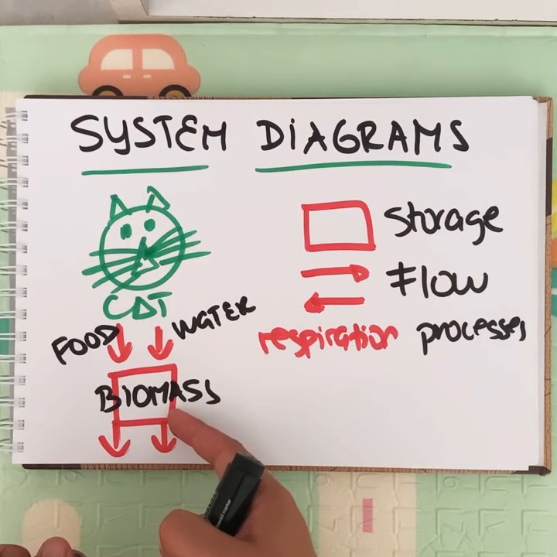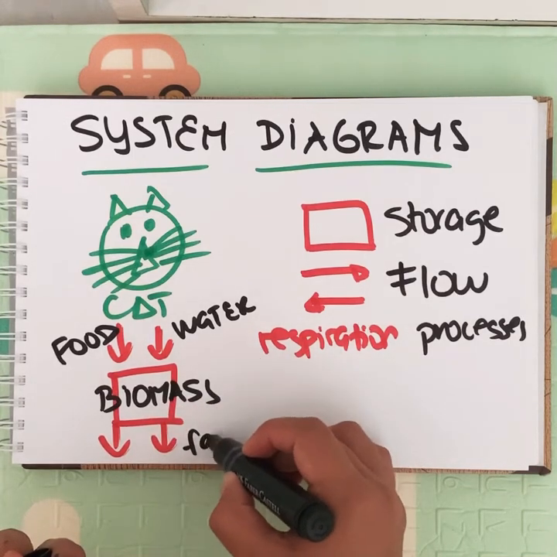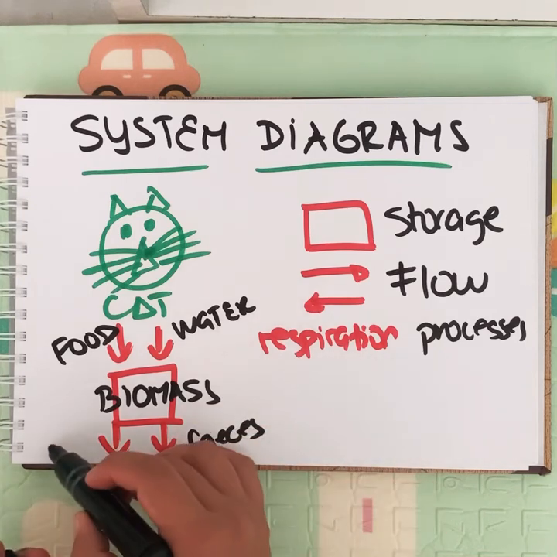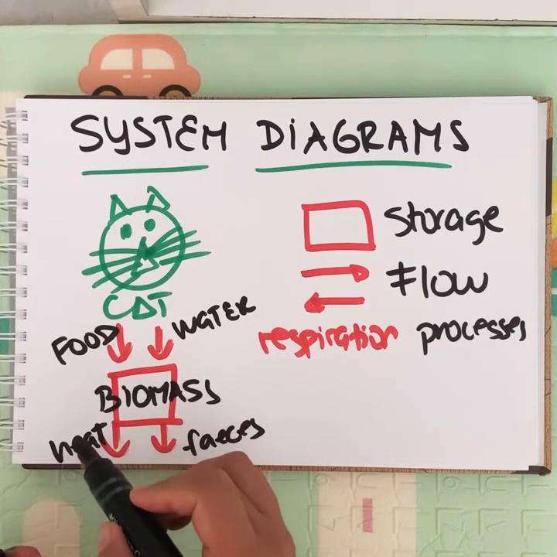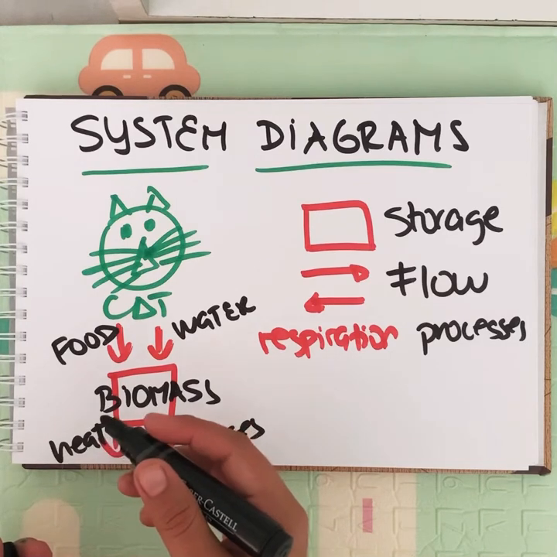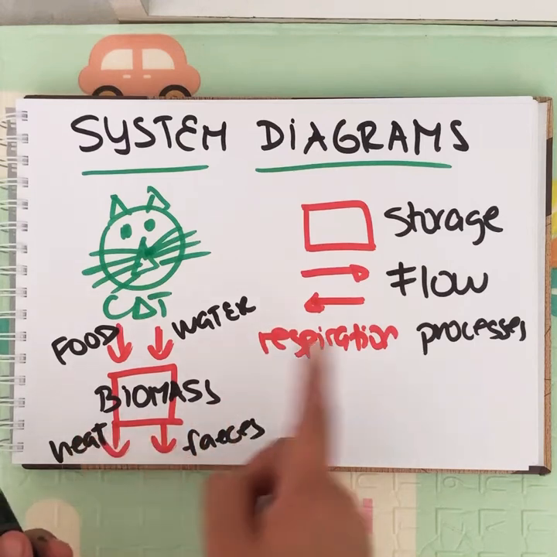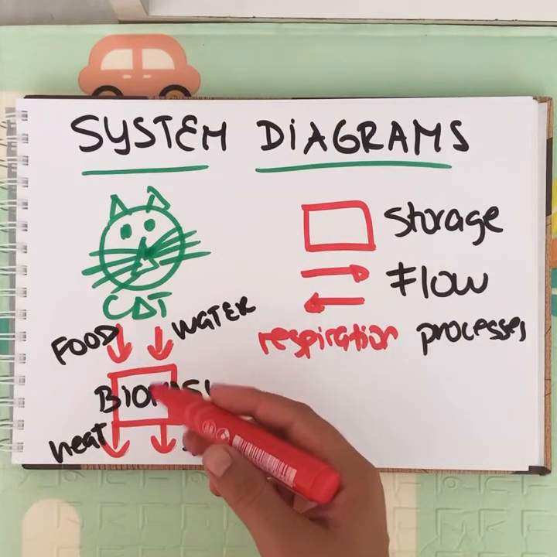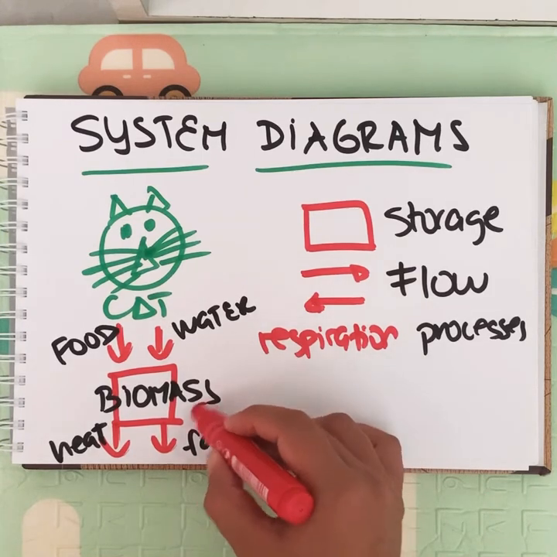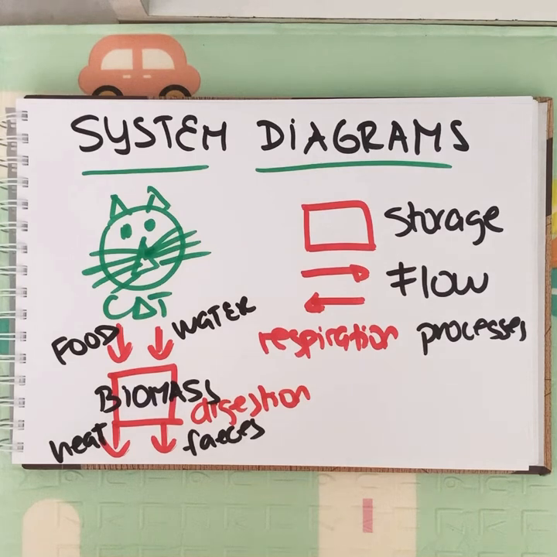And what are the things that the cat is getting rid of? For example, it could be feces, or it could be heat. This is energy that goes to the environment, because the cat is warmer than the environment outside. What we're missing here is the process. A process that the cat is doing could be respiration, could also be digestion, could be other processes, but in this case we're going to leave it like that.